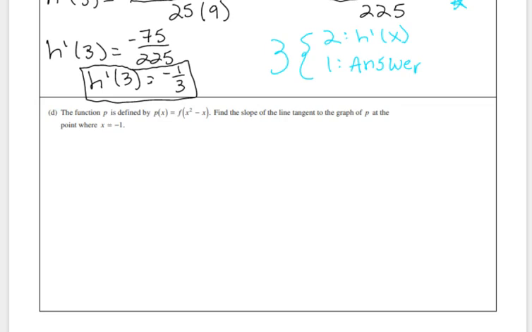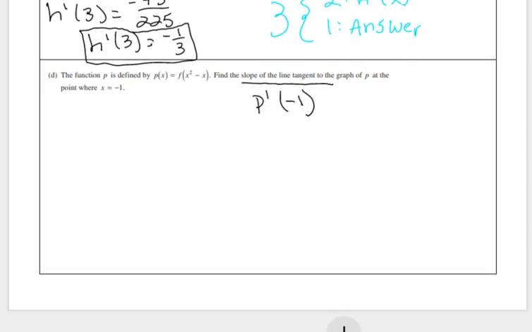All right, for part D, it says the function p is defined as p of x equals f of x squared minus x. Find the slope of the tangent line where x equals negative 1. So we know slope of the tangent line means the derivative, which means we're going to be looking for what is p prime of negative 1. Well, in order to find that, we have to first find p prime of x. So p prime of x equals, we can see there's a function and a function here. So we're going to take the derivative of the outside, right? We need our chain rule. So f prime of x squared minus x, and then times the chain, which is going to be 2x minus 1.